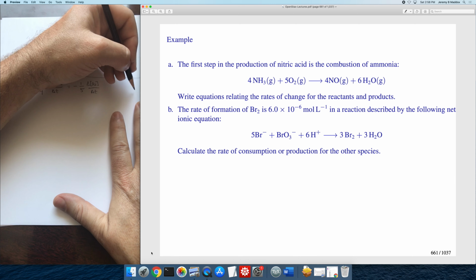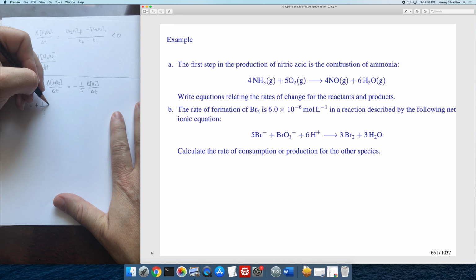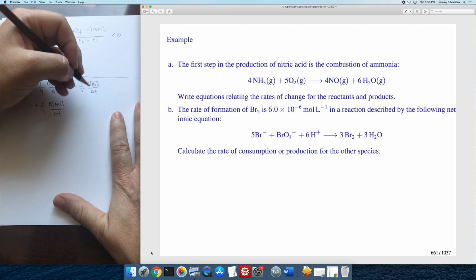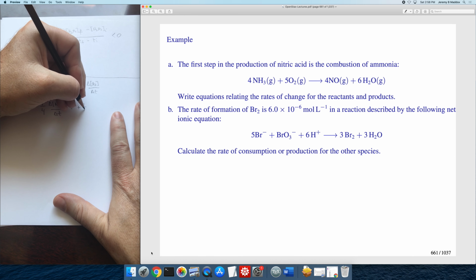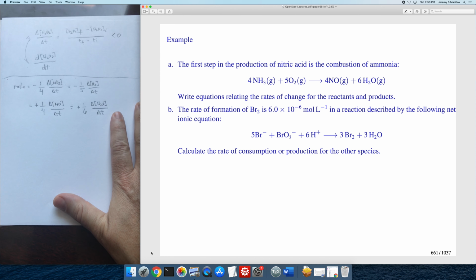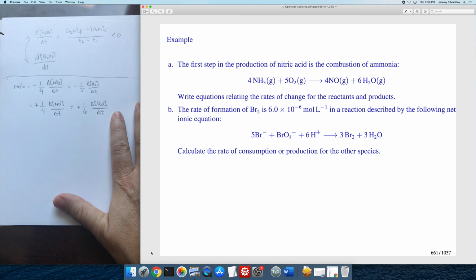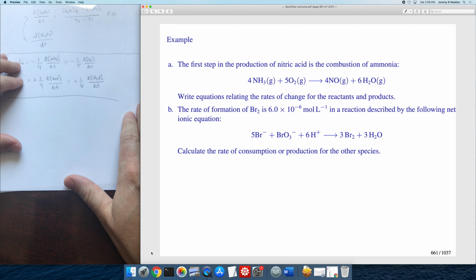And I could keep writing, but I'm running out of room here. So I'm gonna put the products down below. So here I'm going to start with the nitrogen monoxide. So I'll take plus, it's a product, 1/4, that's the stoichiometric coefficient, times the change in the NO concentration over the change in time. And then for the other product, it's plus 1/6, the change in the water vapor concentration over the change in time. And so this is actually a whole bunch of equations. So it's rate equals to each one of these. Moreover, each expression is equal to the other ones. And so we can use that in problem solving, as illustrated in this next problem.